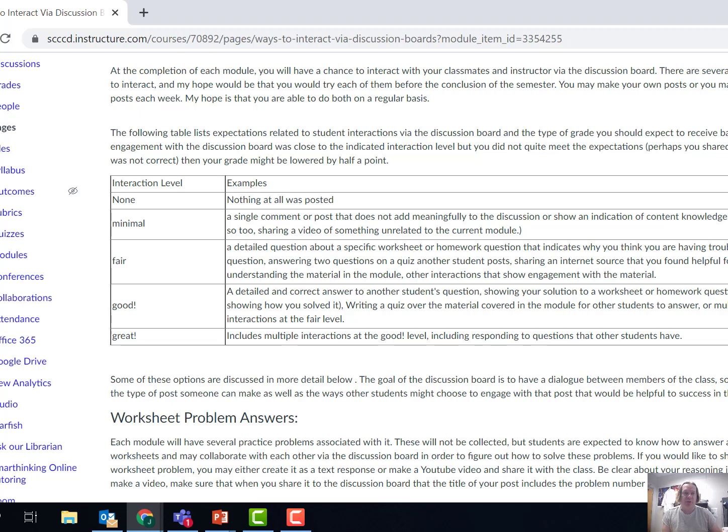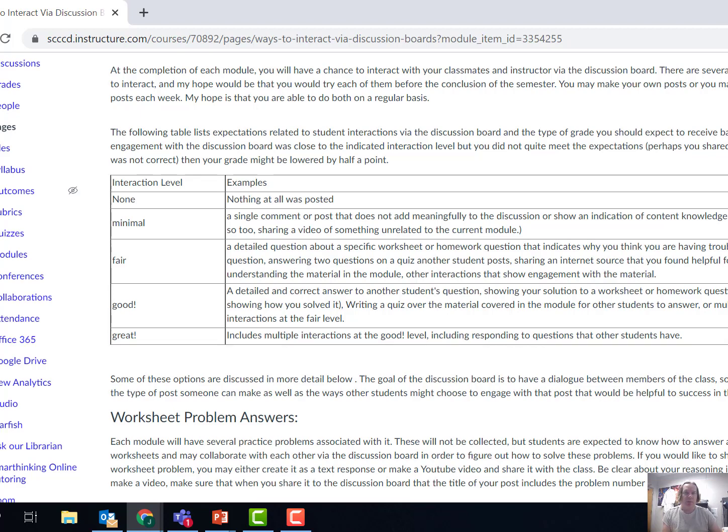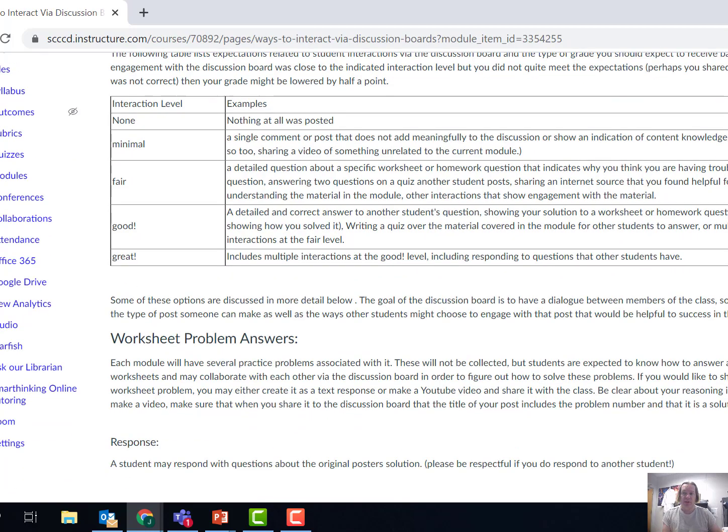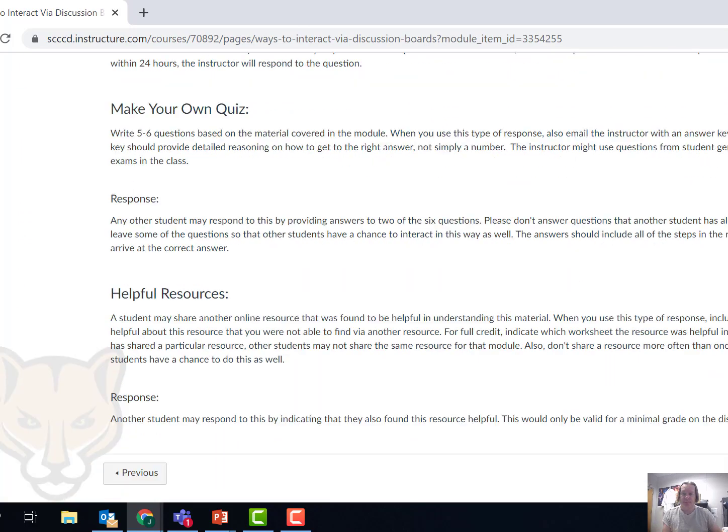And of course, we want those to be substantive conversations. If it's simply, "Yeah, I agree with that too," that will be a minimal grade, but not a whole lot. So you want to make sure you are adding to the conversation on the discussion board. And this is something we can talk about in more detail, either on the discussion board or when we meet for lab, if this is going to work for us.